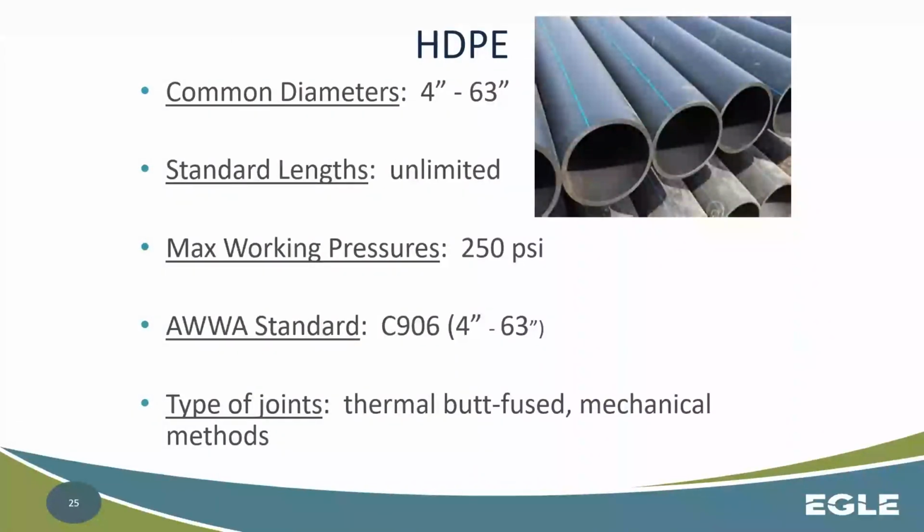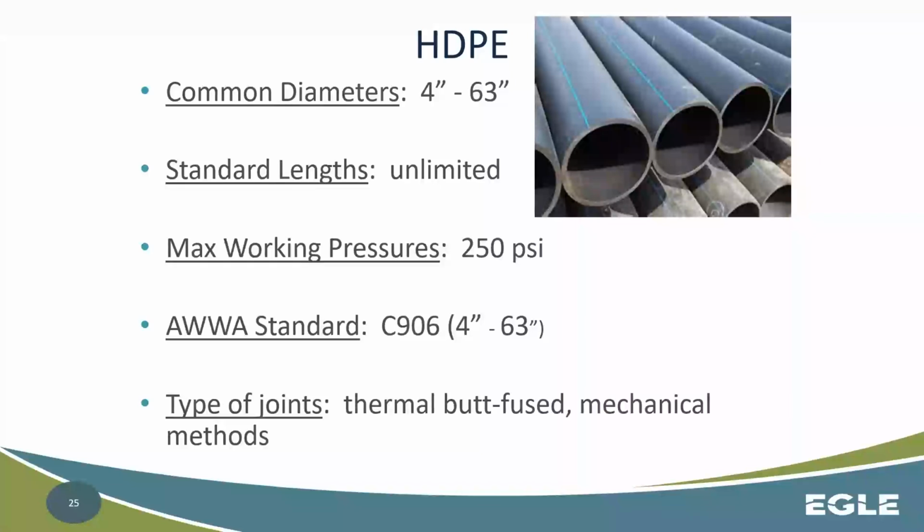So HDPE common diameters can go from 4 inches to 63 inches, so a little bit more variability than your PVC typically. Standard lengths theoretically can be unlimited, although your common sticks are typically in that 18 to 20 feet. But obviously from that thermal fusion, you can make them as long as you want, right? So that can be a perk, I suppose, that advantage.